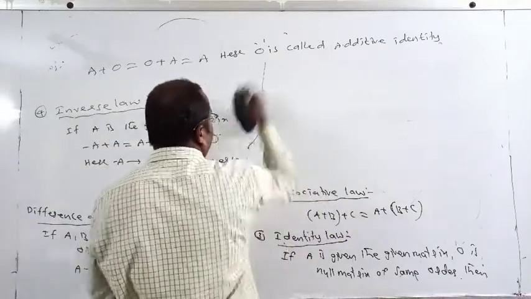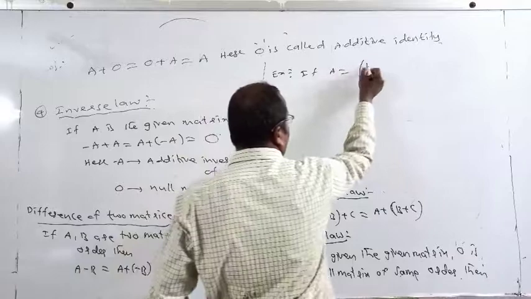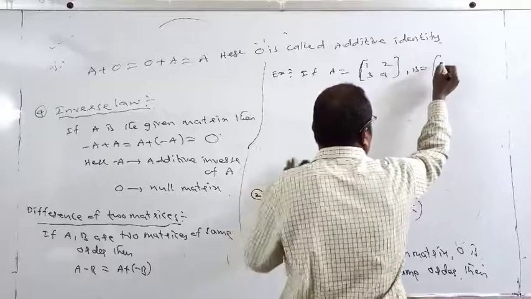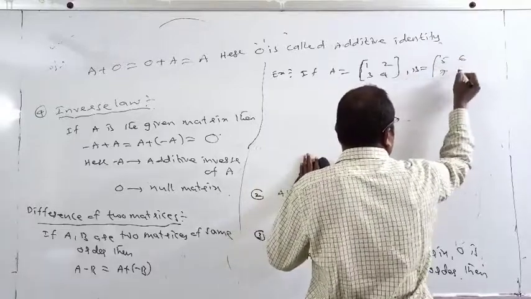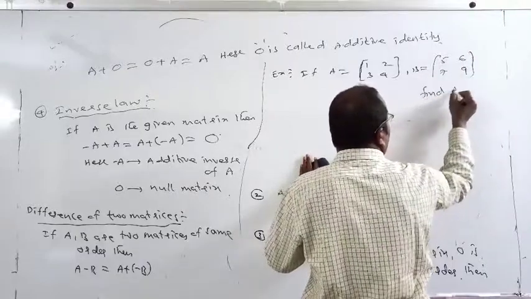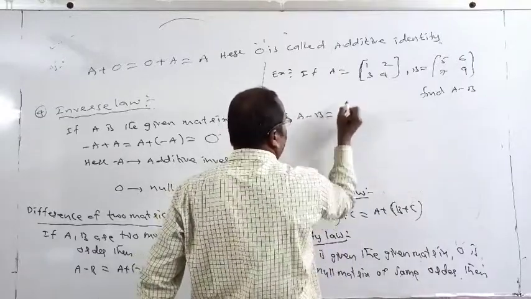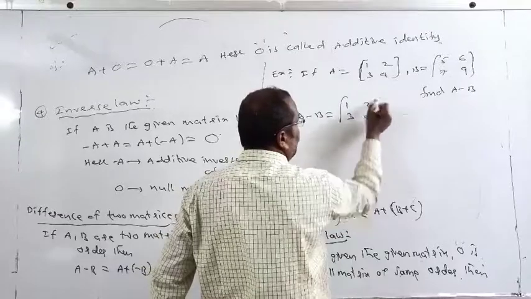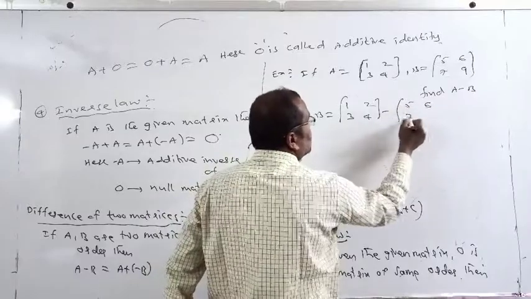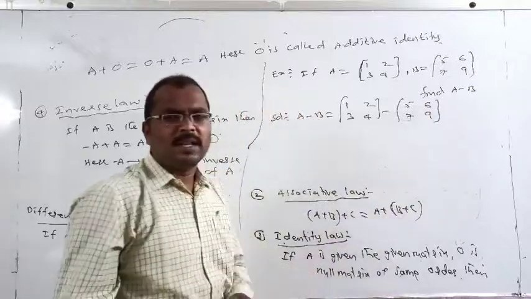Now see the example for the difference of the matrices. If A is equal to [1, 2; 3, 4] and B is equal to [5, 6; 7, 9], find A minus B. Solution. A minus B equal to, directly we can write like this, [1, 2; 3, 4] minus [5, 6; 7, 9]. So it is the same as plus only.